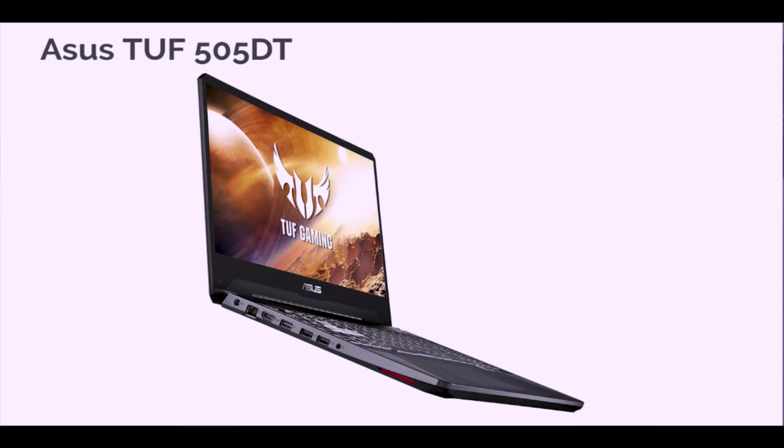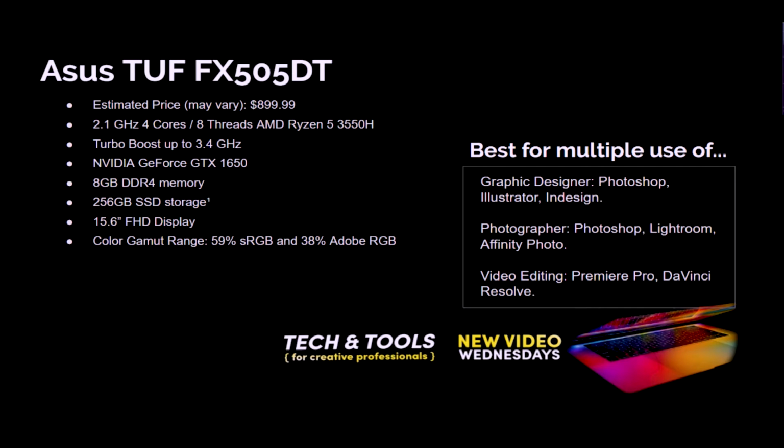The Asus TUF 505 DT. This is the slightly older model, but more budget-friendly. This comes in at around $899. Has the Ryzen 5 3550H processor. It has a 4-core, 8-thread processor, so pretty solid for multitasking, and a 2.1 gigahertz base clock, as well as a 3.4 turbo clock. So pretty solid processor there.